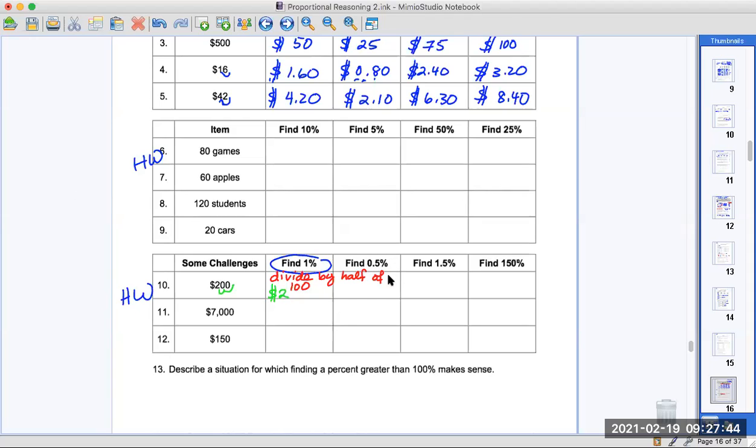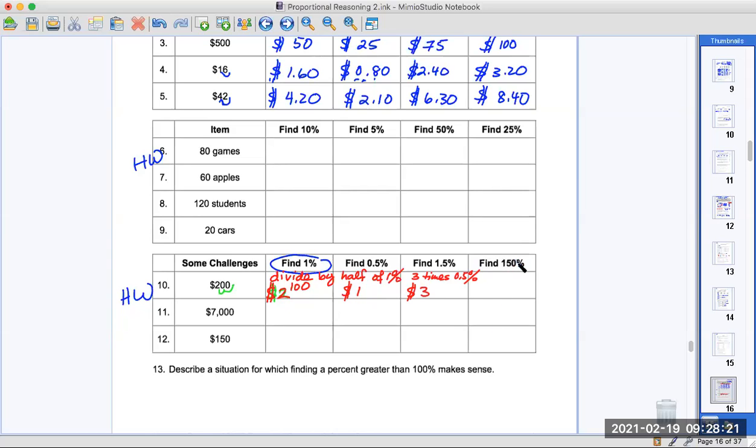0.5% is not even a whole percent, it's half of 1%. So if it's half of $2, how much is it? $1. 1.5% is 3 of these, 3 times 0.5%. So that's $3.